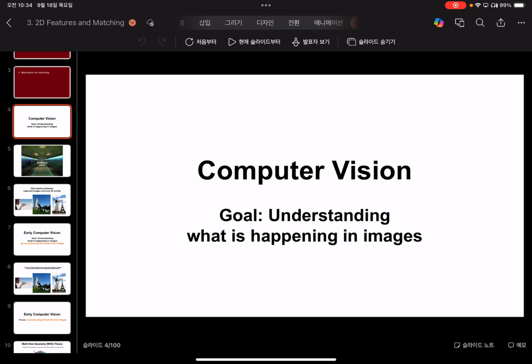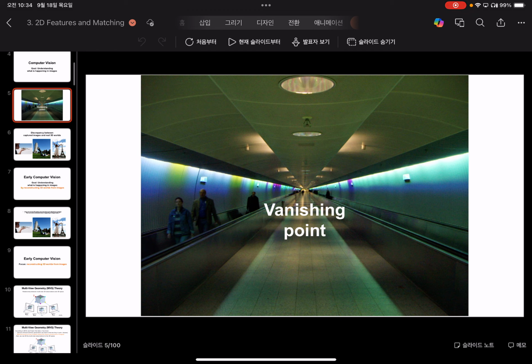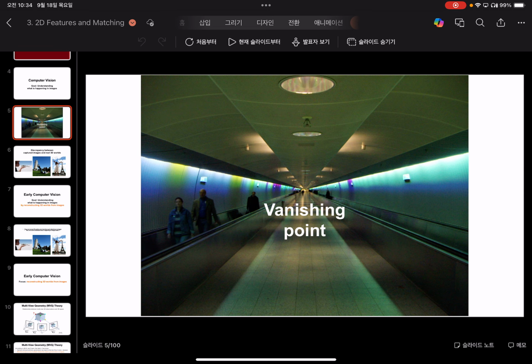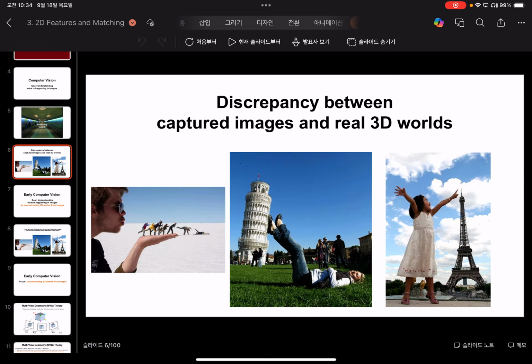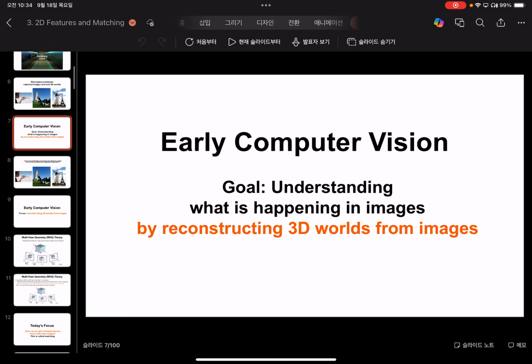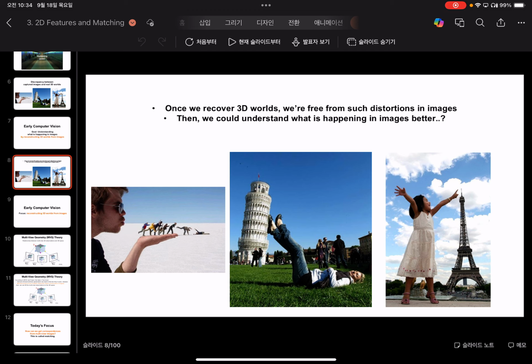The goal is to understand what is happening in images, but there were some discrepancies between captured images and the real 3D world. It is a little bit hard to understand what is really happening in the 3D world because of the vanishing point discrepancy between image and real 3D world, and there are lots of distortions in images because of perspective distortion. So the early computer vision, this is just my personal thoughts, tries to understand what is happening in images by reconstructing the 3D world from images, because once we recover the 3D world, we are free from such distortion in images, so we could understand what is happening in images better.